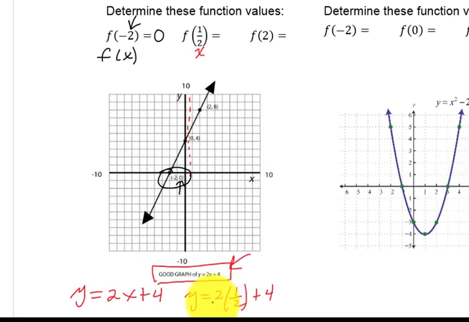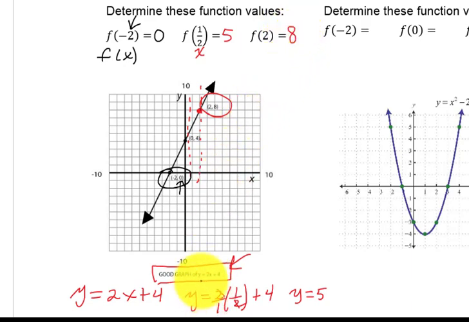2 times 1/2 could be 2 over 1 times 1/2. Well, look at the reducing here. Everything in this first term reduces to 1, so 1 plus 4 means the y value is 5. So f of 1/2 equals 5. F of 2, here's an x value of 2, and we can see that's already a given ordered pair on the line, so that corresponding output is 8.